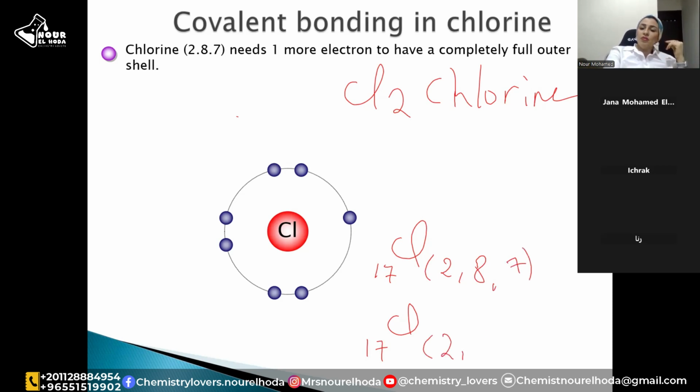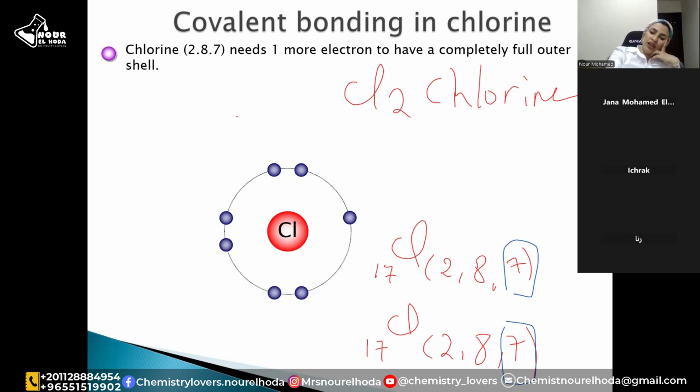We hear the same. So if every chlorine has 7 electrons in the outer shell, this means every chlorine is going to share by how many? Every chlorine is going to share by 1 only. So from where do I know every chlorine will share by 1? Why not by 2 or by 3?